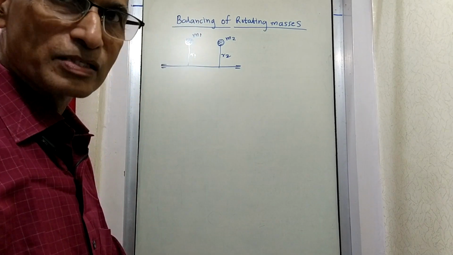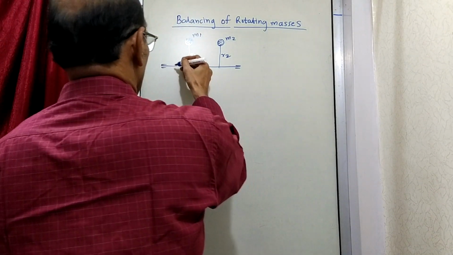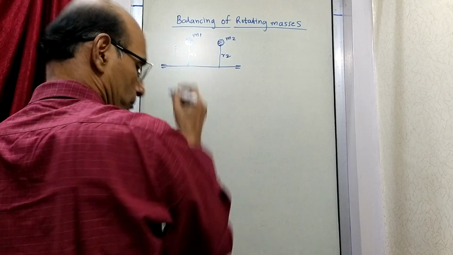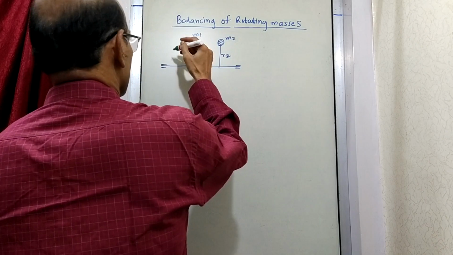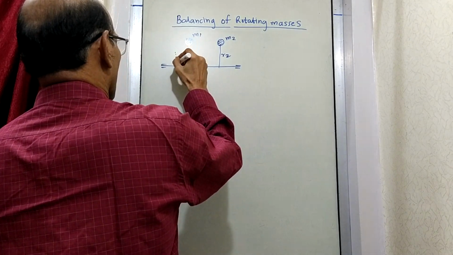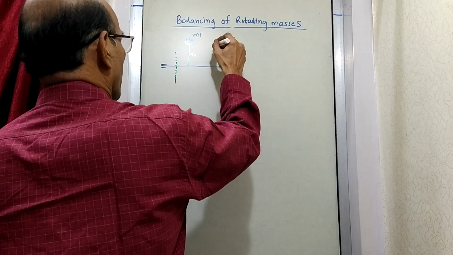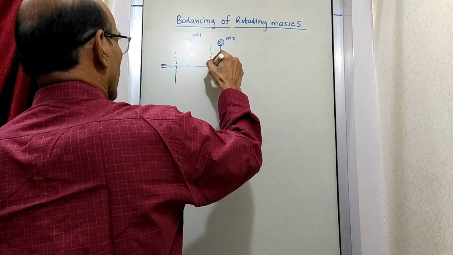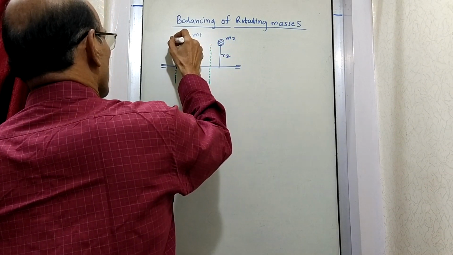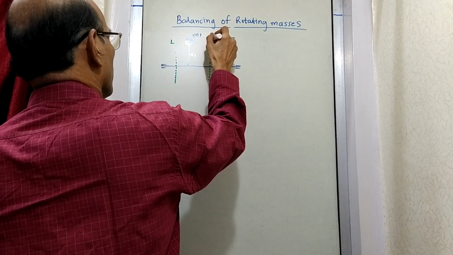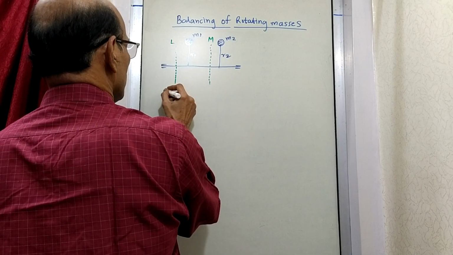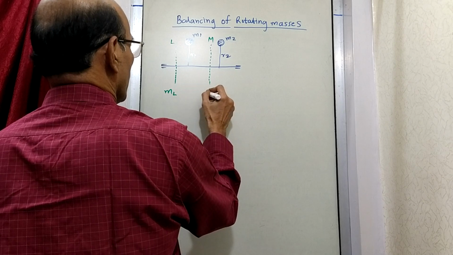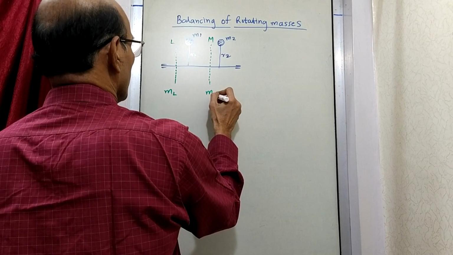and we are asked to provide balance masses in this plane and somewhere here. This is plane L and this is plane M. So there is a balance mass ML and MM.